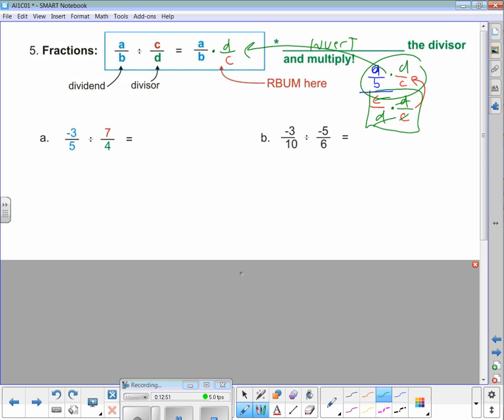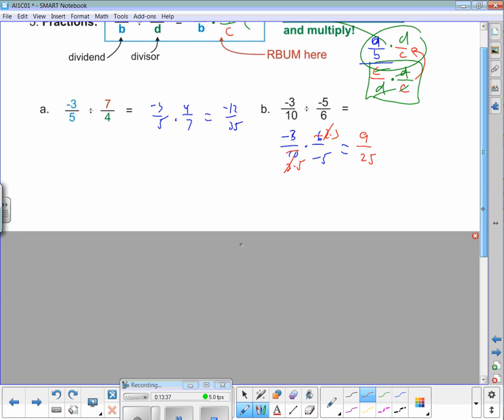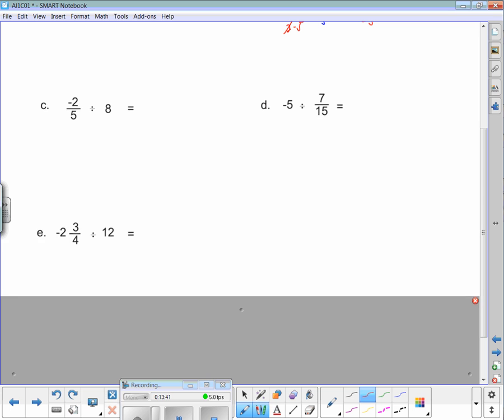Okay, so why don't you guys do A and B? Do A and B. I'm going to pause. No R-bum on that one, huh? Negative 12/35 is the first one. Ooh, negative divided by negative is a positive, and we can definitely R-bum on this one. 2's are gone. Is that it? That's it. What do we get? 9/25. Everybody good to go? How many got both correct? All right. Easy. Piece of cake. Don't let the fractions cause you consternation.